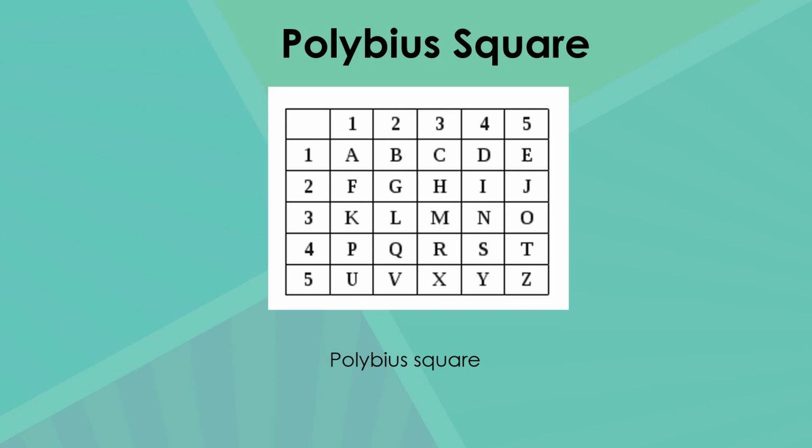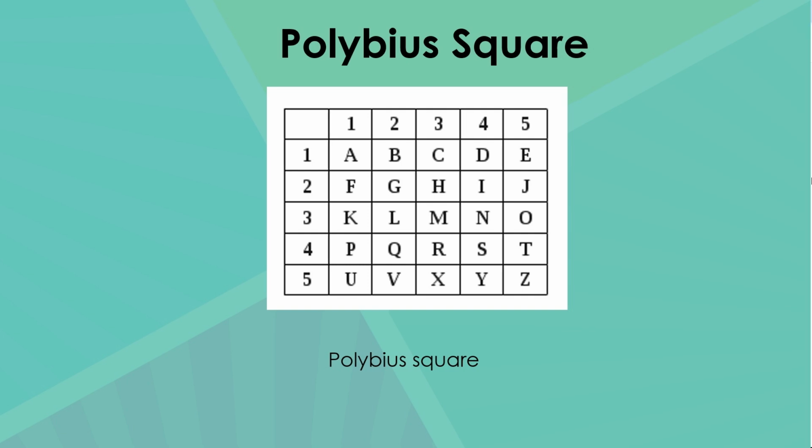So one type of puzzle is called a Polybius square. A Polybius square is a 5 by 5 grid used to represent letters of the alphabet with numbers. It's a method of encryption where each letter is replaced by a corresponding row and column number in a grid. Basically, it transforms the message into a numerical code.